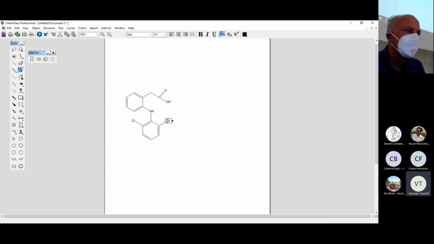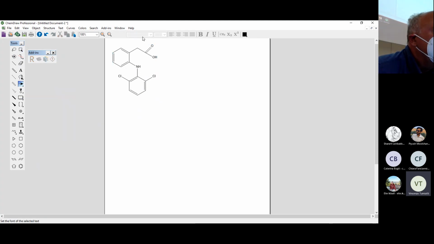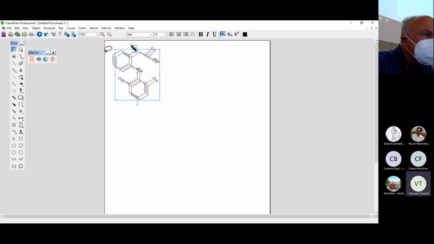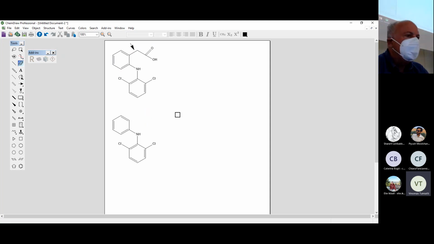Okay. We have to synthesize diclofenac. The problem is how we can introduce the side chain. The starting point is represented by this compound, without the side chain.